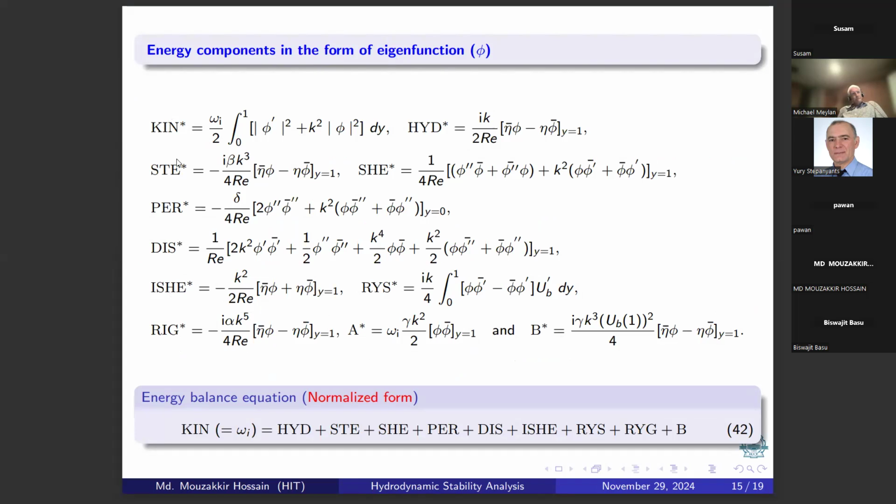We have plotted all the energy components with respect to Reynolds number and wave numbers, to check in which part, either the long wave zone or the finite wave number zone, mainly dominates the surface wave energy.